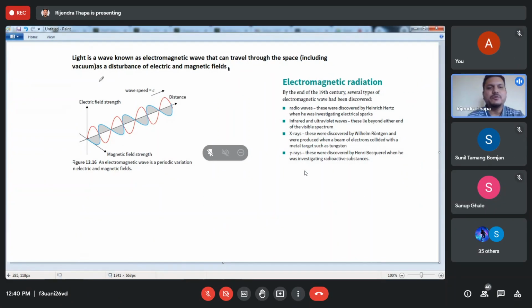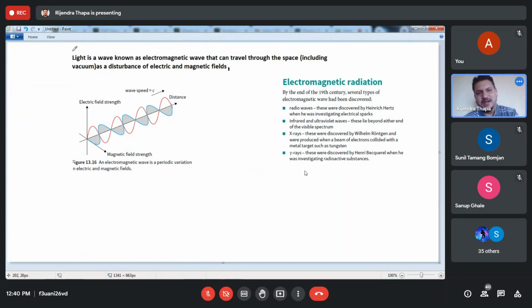So here, light is a wave known as an electromagnetic wave that can travel through space, including vacuum, as a disturbance of electric and magnetic fields. Light has been very nicely defined here, and they say that the physicist has defined light as a wave. So light has both natures.